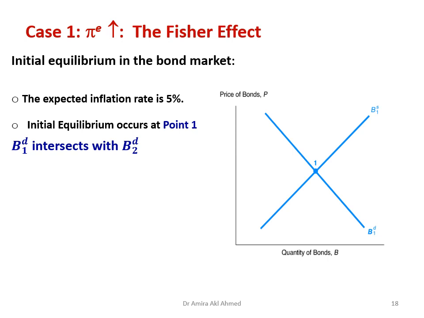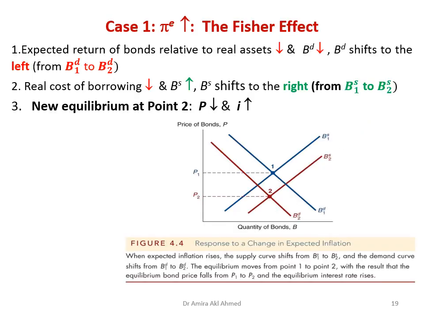Now assume that the expected inflation rate has doubled. How does such a rise in the inflation rate affect the demand for and the supply of bonds and the equilibrium interest rate? Let's analyze these issues. If the expected inflation rises to 10%, then the expected demand for bonds relative to real assets declines for any given bond price and interest rate. Therefore, the demand curve shifts to the left.